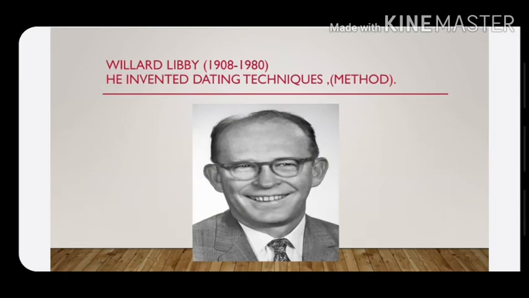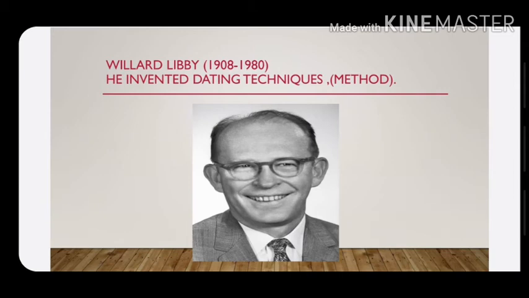It is possible to decide the age of an ancient object up to 60,000 years old with the help of the carbon-14 method. This method was invented by the scientist Willard Libby. Dating methods. Carbon-14 is a radioactive element that is found in the bodies of all living organisms. After the death of an organism, the carbon-14 in the body begins to decrease.